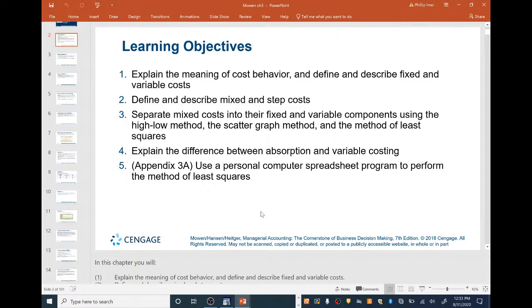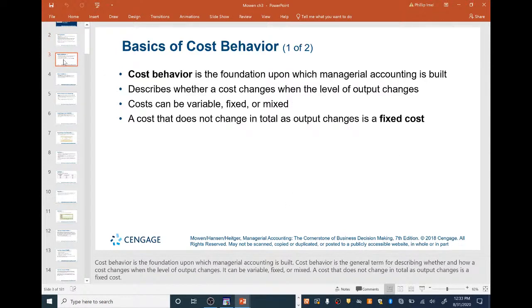The reason being is that everyone can use different systems and software, so I'm not really going to get into just a personal computer spreadsheet, even though it is a good skill to have. But if you get the content we're going to go over with objectives 1 through 4, then the fifth objective should be self-explanatory, just using a personal computer spreadsheet. Okay, so let's go ahead and get into this chapter.